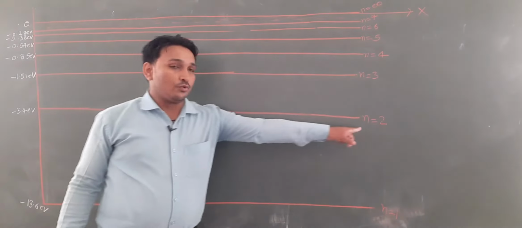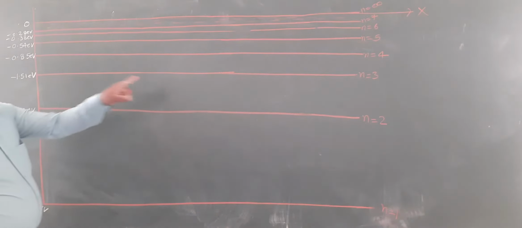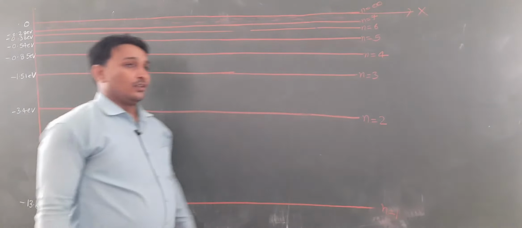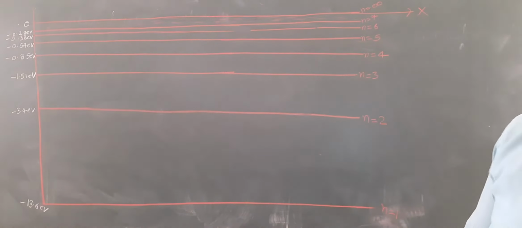At n is equal to 2, it is minus 3.4 electron volt. n is equal to 3, minus 1.51 electron volt. n is equal to 4, minus 0.85 electron volt. n is equal to 5, minus 0.54 electron volt. n equal to 6, minus 0.38 electron volt. 7, minus 0.28 electron volt. Okay, these are the values of the energy levels.